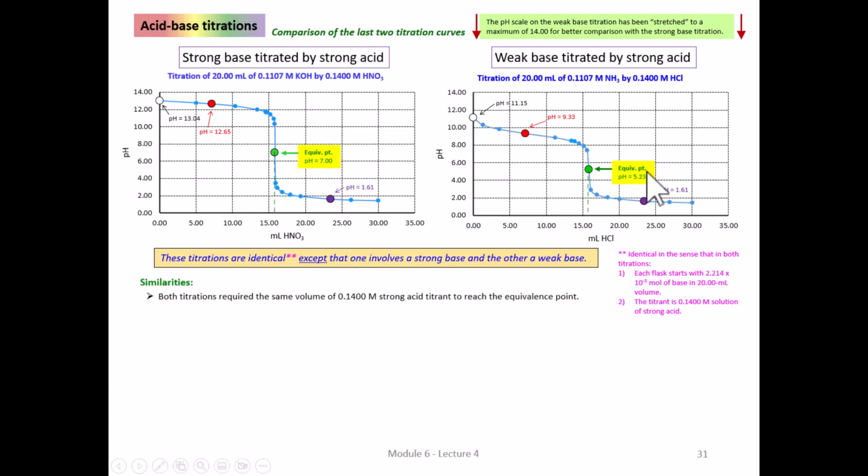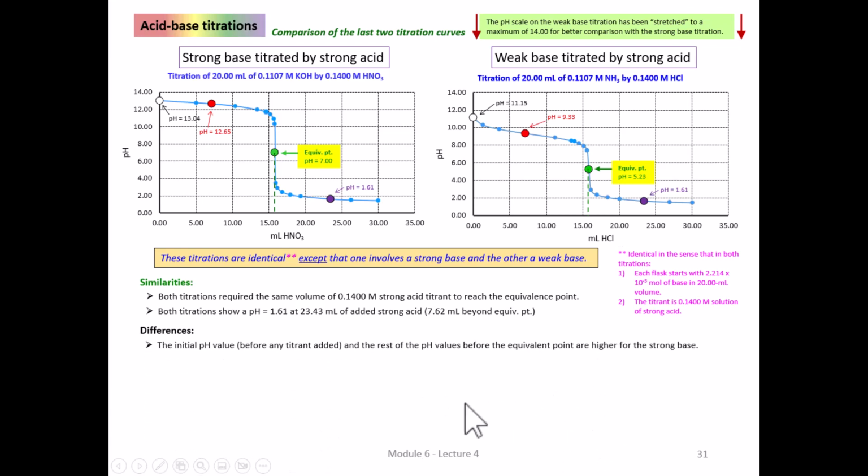So what's similar about these two? Well, both titrations require the same volume of titrant to reach the equivalence point. Both titrations show a pH of 1.61 when we've added 23.43 milliliters of strong acid. That would be about 7.6 milliliters beyond the equivalence point. They both show the same pH because remember, the pH beyond the equivalence point is totally dominated just by the number of moles of excess titrant that we've added.